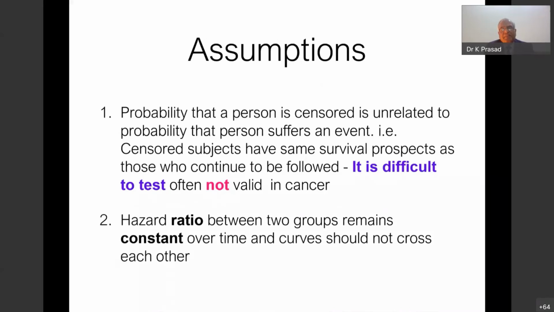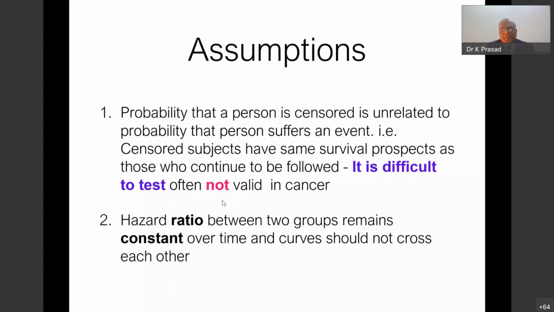I will repeat again. Assumptions are that the probability that a person is censored is uniform, similar to the person who suffers an event. That means censored subjects have the same survival prospects as those who continue to be followed up. I told you that this is very difficult to test because you don't have any data to test this, and particularly in cancer probably it is not valid, but that is where most of the survival curves are. So we don't know how many survival curves really meet these assumptions.